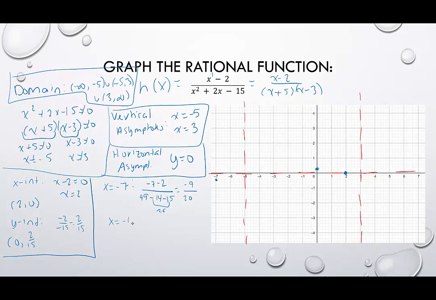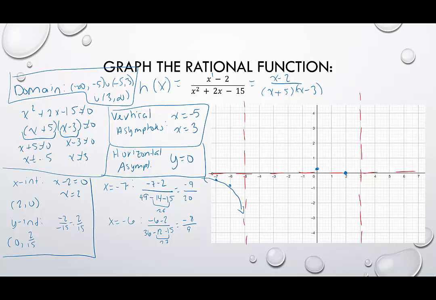And x equals negative 6, what's that going to give us? That's going to be negative 6 minus 2 over negative 6 squared is 36 minus 12 minus 15. That's negative 8 over 9. So that's closer to negative 1. That's really close to negative 1. Okay, do you have a sense of what this is going to look like? This is going to be a nice smooth curve that hugs the two asymptotes. So it'll kind of look like that.